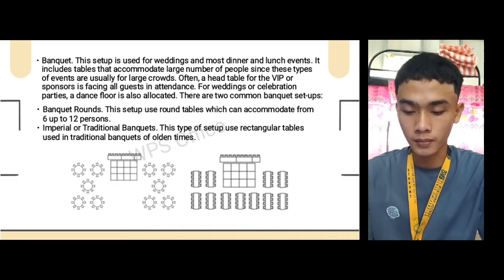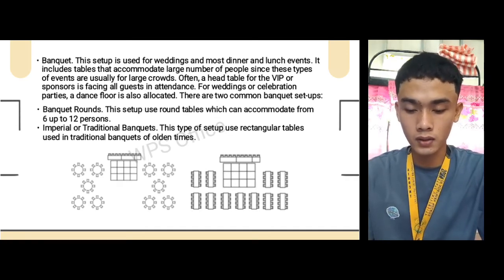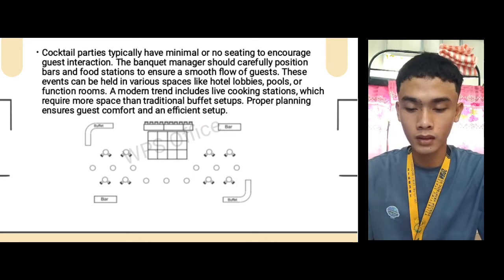Next is imperial or traditional banquets. This type of setup uses rectangular tables used in traditional banquets of olden times.